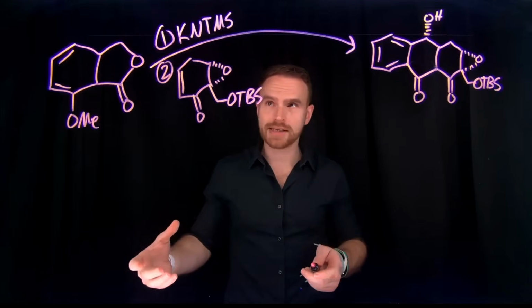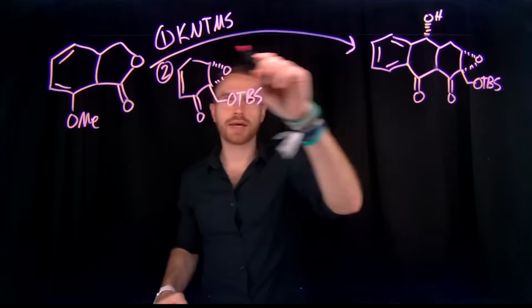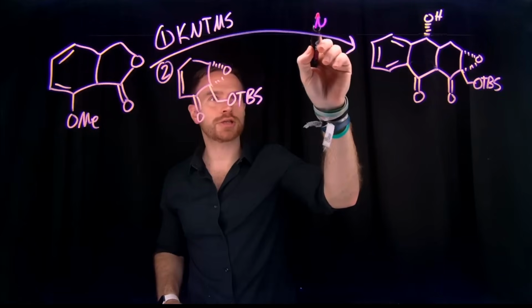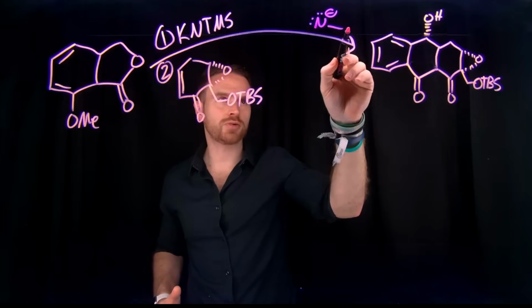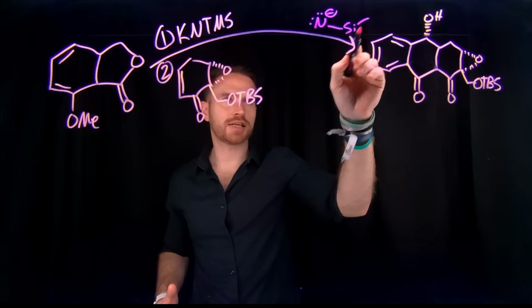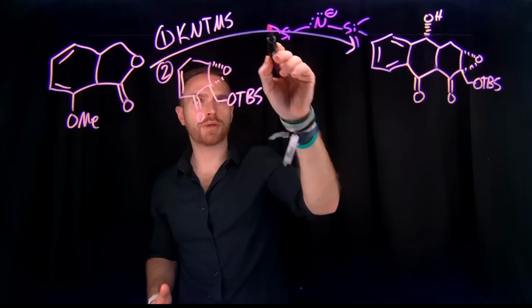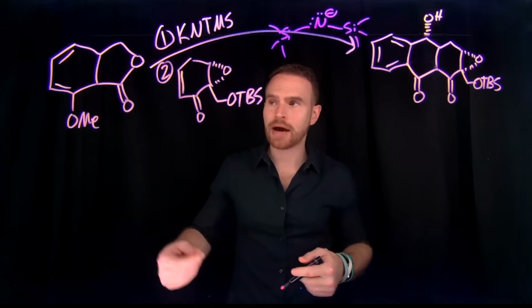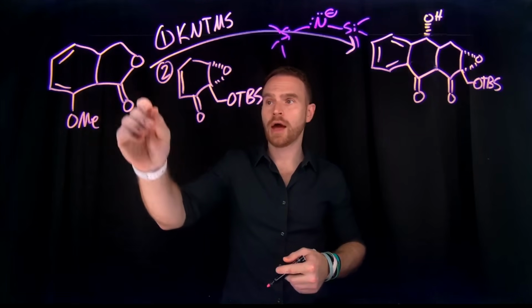The first thing I need to note is that this KN(TMS)2 group is actually just a base. You can think of this as an ionic compound where potassium is the cation, and then you have a nitrogen that's going to be negatively charged since it has two lone pairs on it, and then there's just two TMS groups. TMS just stands for trimethylsilyl. So there'll be a silicon atom with three methyl groups coming off of it, and this is just going to act as a base.